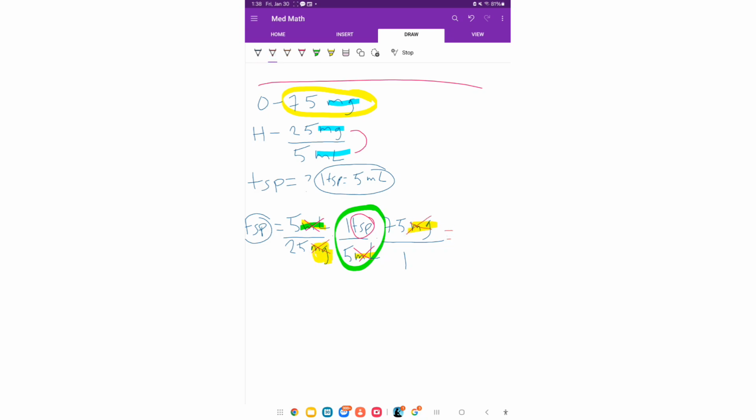And then we can write it all out. So we have 5 times 75 divided by 25 multiplied by 1. Okay, and the only unit left is teaspoon. So 5 times 75 divided by 25 times 5 equals 3 teaspoons. That is the answer.